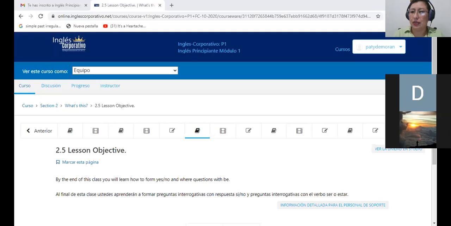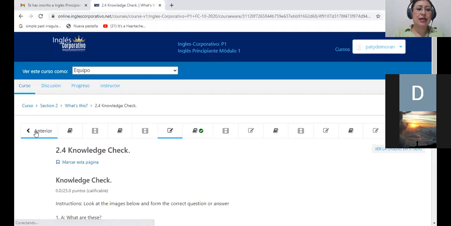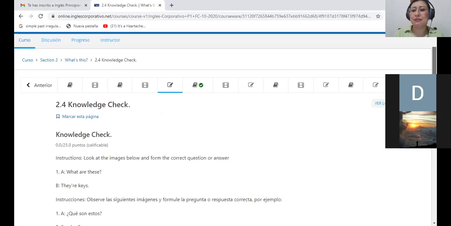I'm going to start sharing my screen of the platform in order to connect the content. And we are going to start with the last knowledge check. Vamos a iniciar con el último knowledge check, ¿verdad?